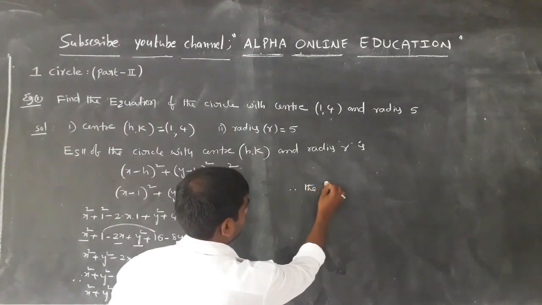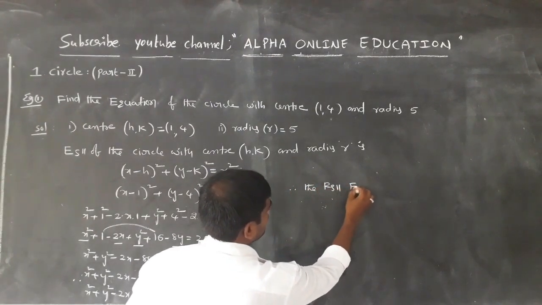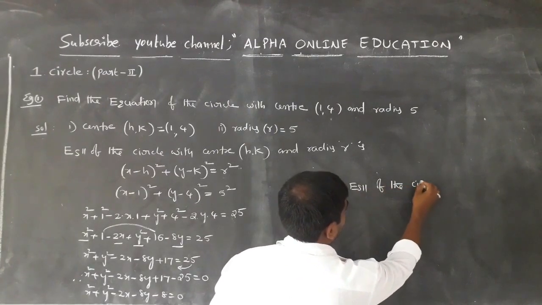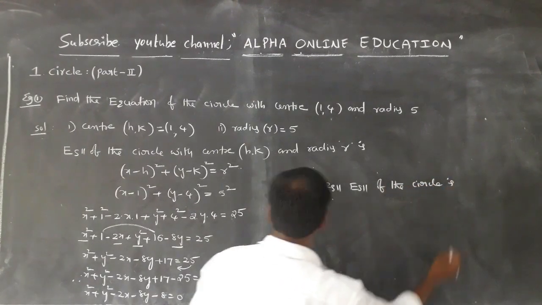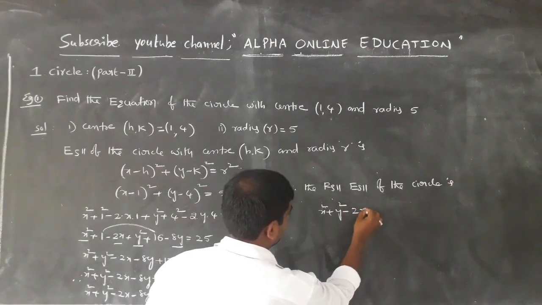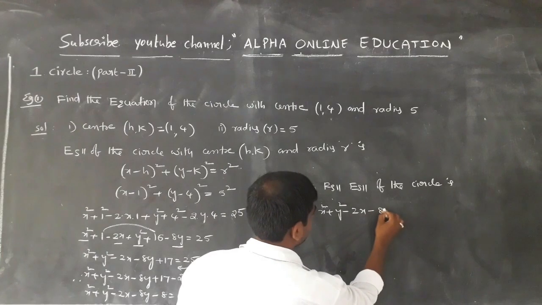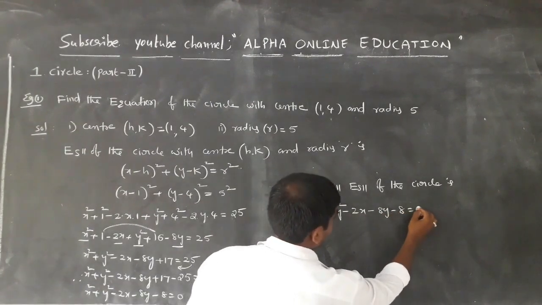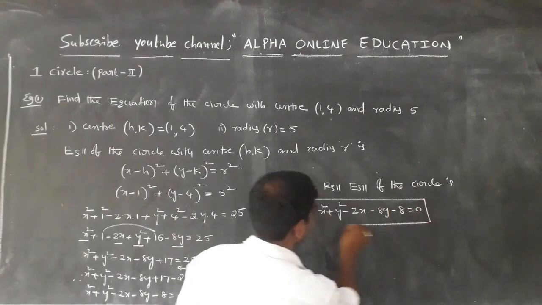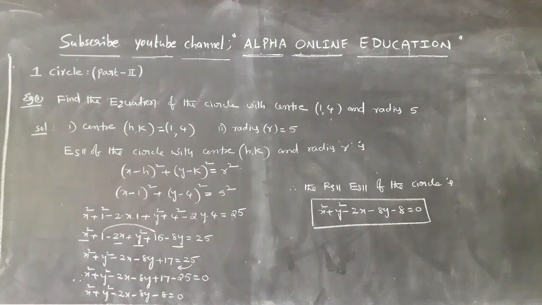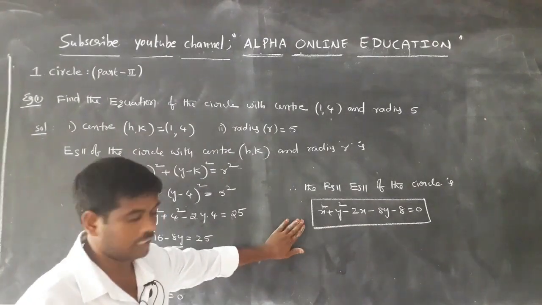Therefore the required equation of the circle is x square plus y square minus 2x minus 8y minus 8 is equal to 0, which is the equation of the circle with the center (1, 4) and radius 5.